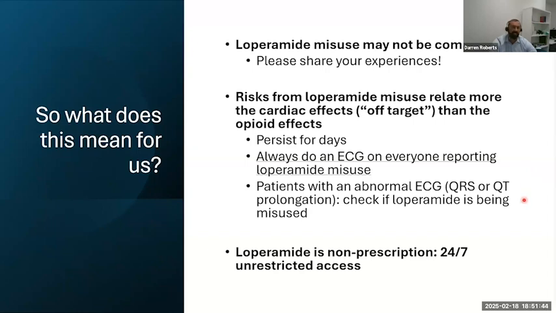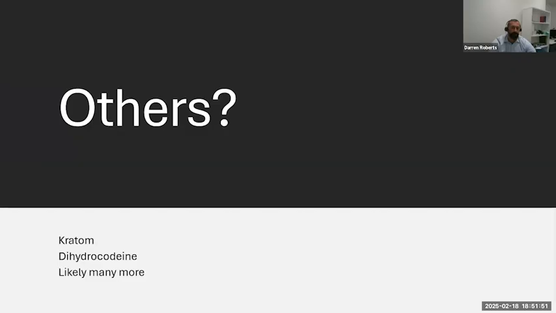It's an excellent screening test. If it's normal, that's reassuring. If it's abnormal, it may be loperamide, and they may get recurrent events. There's a bunch of other uncommon opioids that we see also, such as kratom, dihydrocodeine, but we don't have time to talk about those today, maybe another time.